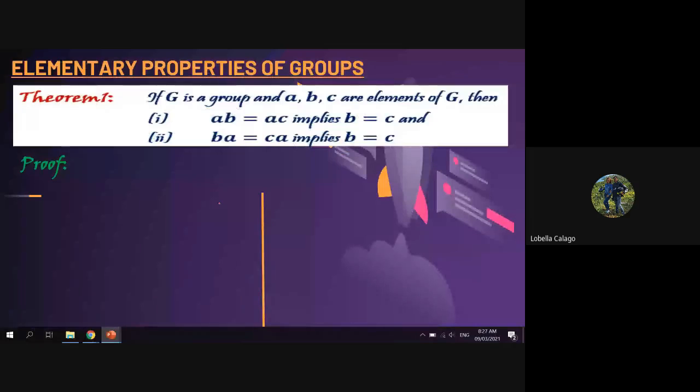So, okay. Elementary properties of groups. If G is a group and A, B, C are elements of G, so ito ay isang theorem. So, how will you prove a theorem? Sinabi daw dito, ito yung theorem ng properties of groups. If G is a group, at ang ABC are elements of G, therefore, AB is equals to AC, meaning, or implies B equals to C. Or BA equals to CA, implies B equals to C. So, I'm going to prove if this is true.